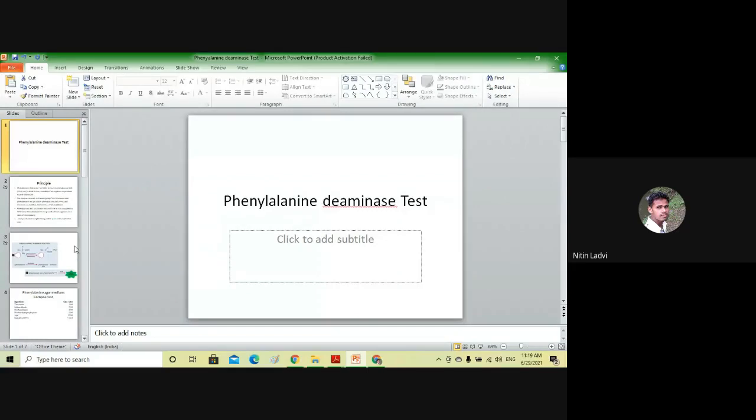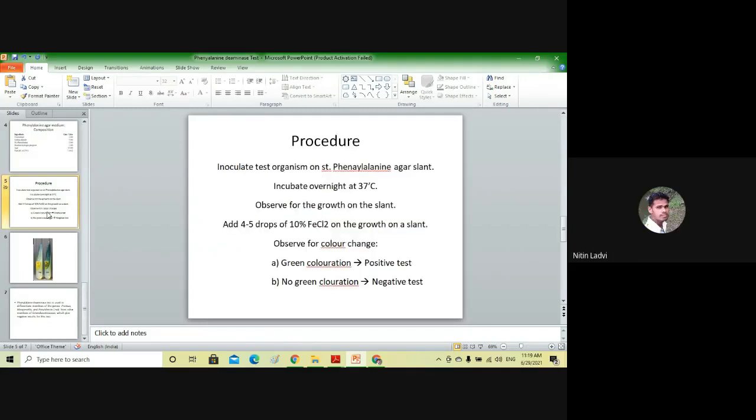But as I mentioned in the procedure, you are supposed to initially observe the growth before adding the 10% ferric chloride, right? Yes. Okay, sir. So if you observe the color pigmentation already there before adding the ferric chloride, you can consider that green coloration has already formed because of pigment production, so you are supposed to go for an alternative. The green coloration is because of that pigment, not because of any complex formation from the addition of 10% ferric chloride.